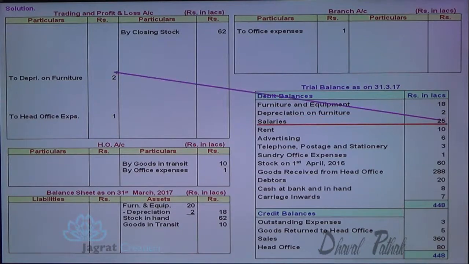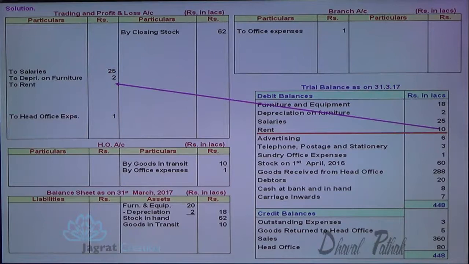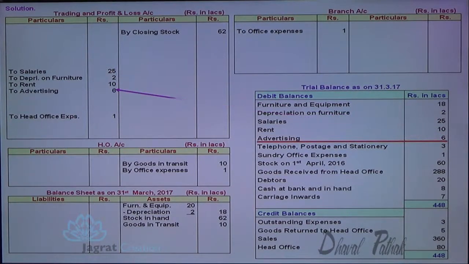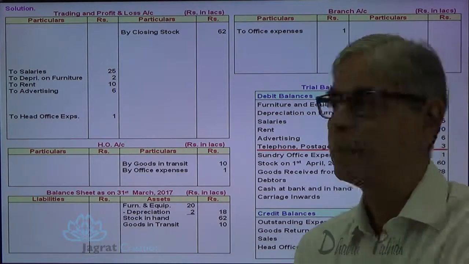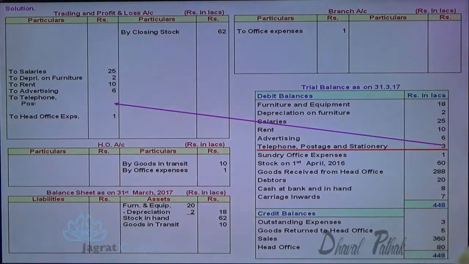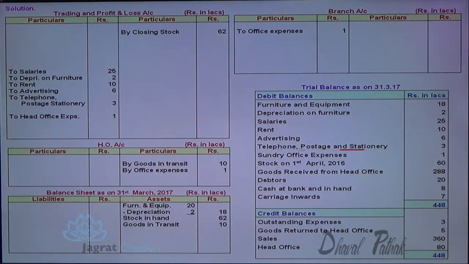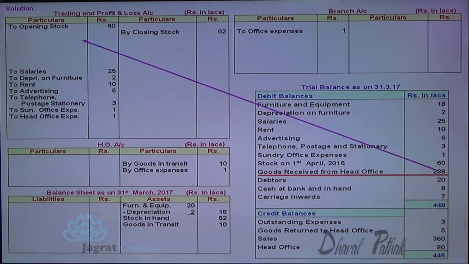Salaries debited to profit and loss account. Rent debited to profit and loss account. Advertisement expense debited to profit and loss account. Telephone, postage and stationery, this is also an expense debited to profit and loss account. Sundry office expense debited to profit and loss account. Opening stock, trading account debit side. Goods from HO is like purchases, debited to trading account.